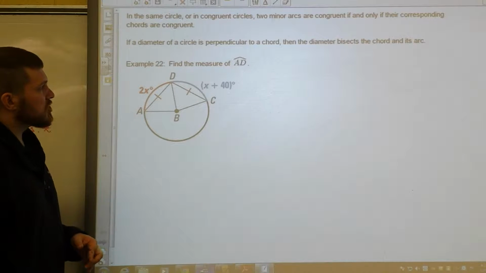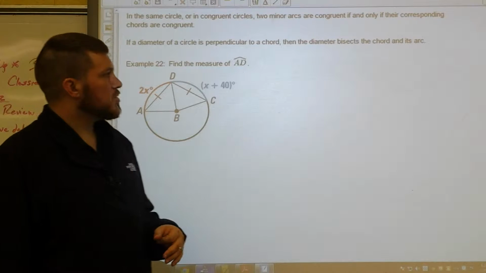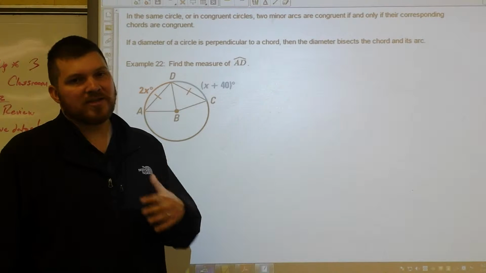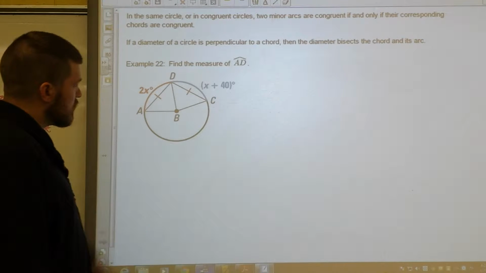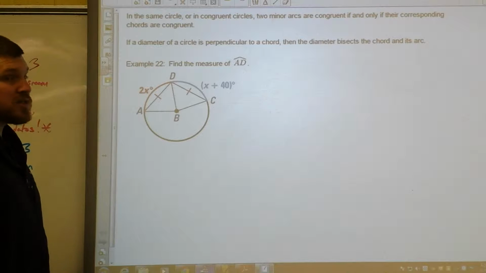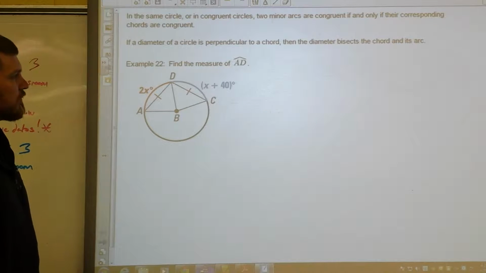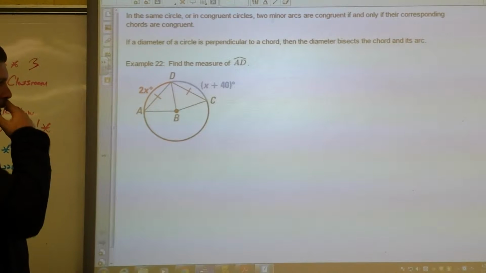If a diameter of a circle is perpendicular to a chord, then that diameter bisects the chord and the arc. Bisect means it cuts it into two equal pieces. So we have two rules here, and we're going to use at least some of those rules in example 22. We want to find the measure of arc AD.